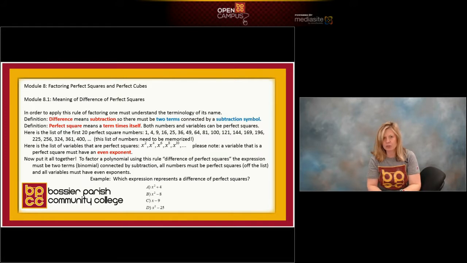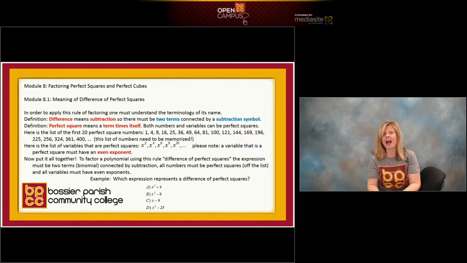What is 3 times 3? That is 9. 9 is a perfect square. What is 4 times 4? 16. 16 is a perfect square. And we can go on with this list forever and ever. When you multiply the same number twice, your answer, your product, is called a perfect square.